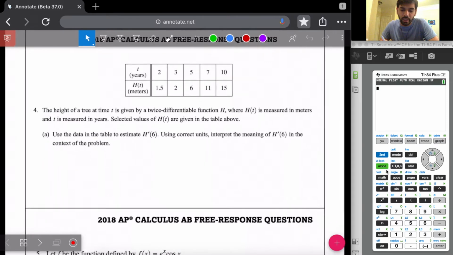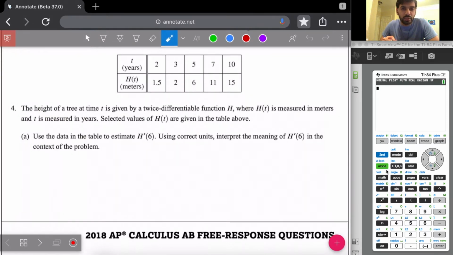It's just going to be part A. This question gives us this table right here, and it's talking about the height of a tree throughout time t. So you see in this table the top row is time, the bottom row is the height of the tree throughout those years. The first part of this question asked, use the data in the table to estimate h prime of 6. Okay, this is a very common type of question where they ask you to estimate h prime.